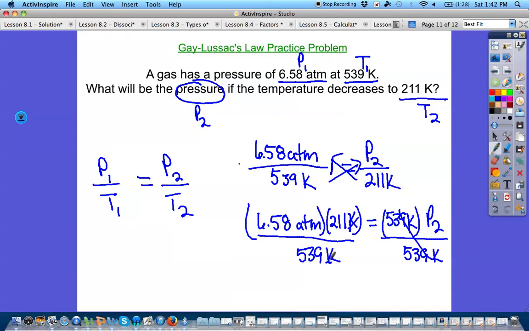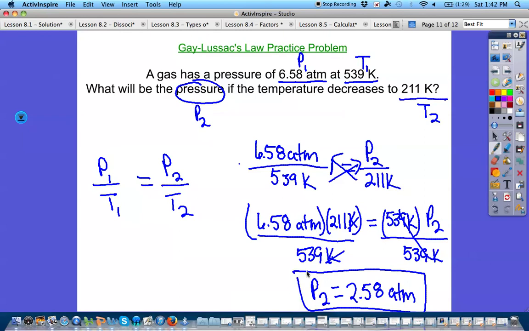Kelvin's going to cancel. So we're going to take 6.58 times 211 divided by 539 to determine our second pressure, which should end up being 2.58 atm. And those are the three gas laws that we talked about.